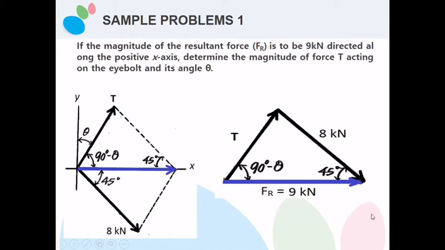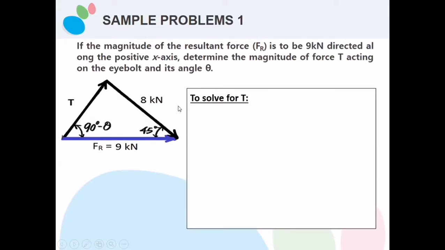So we can redraw, or we can draw the half portion of the parallelogram. So it goes like this. So our first goal is to solve for the force t. In order for it to solve, we can use the cosine law, because we have two given forces, and of course we have the given opposite angle of the force that we are required to solve, which is the force t.